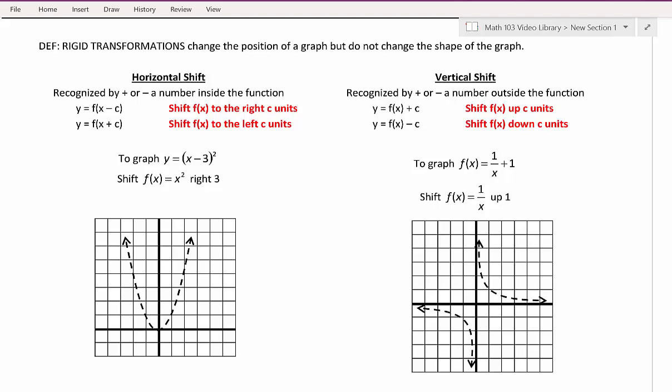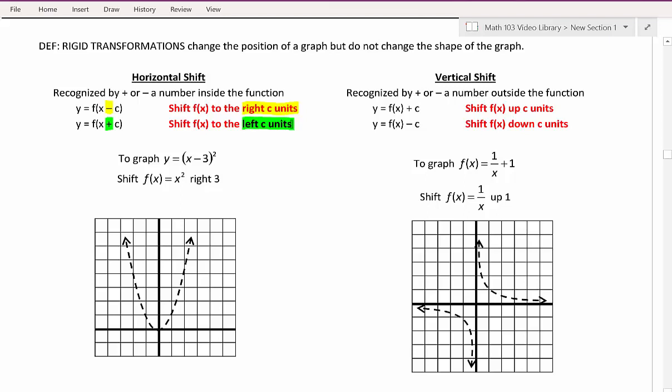A horizontal shift is recognized by either plus or minus a number inside the function. So you're going to have x plus 6 or x minus 9 inside the function. If it is a minus sign inside the function, you're actually going to be shifting the graph that many units to the right. And if it is a plus sign, you're going to be shifting the function that many units to the left. So it's opposite.